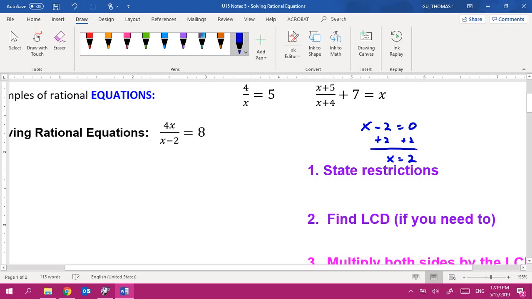What's my restriction? Okay, it's a restriction, right? So what should I be writing? Should I write x equals, or what sign should I use? Does not equal to, right? It's a restriction. Restriction means you cannot do that, right?